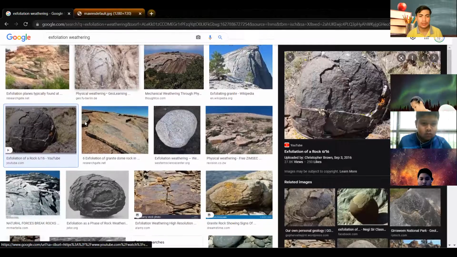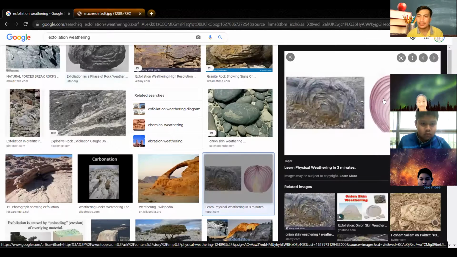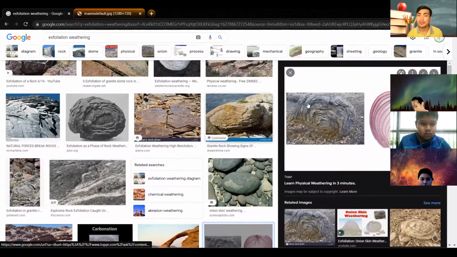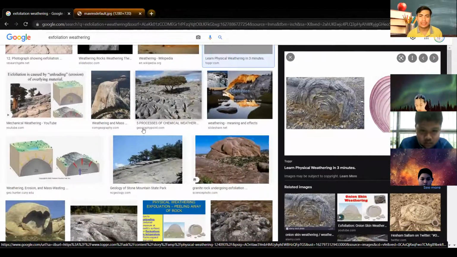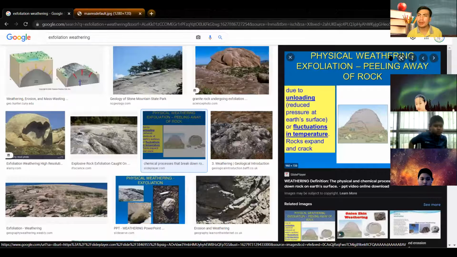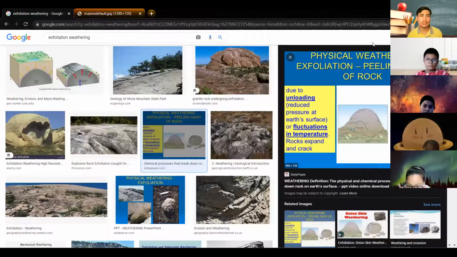Let's take a look at some other pictures. Okay, so here, look at this. It's like an onion, right? We have an onion. There's like a lot of covering, from small ones to the outer cover. So like this. As you can see here, this is the best example of exfoliation. The first thing that will be damaged is the outside of the rock, the thing that you can see in this example. That is the exfoliation, peeling away of rocks. Do you have any question with this? Because I think you need to answer some questions later on.